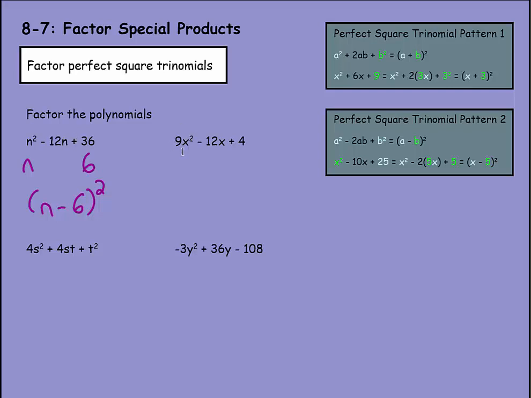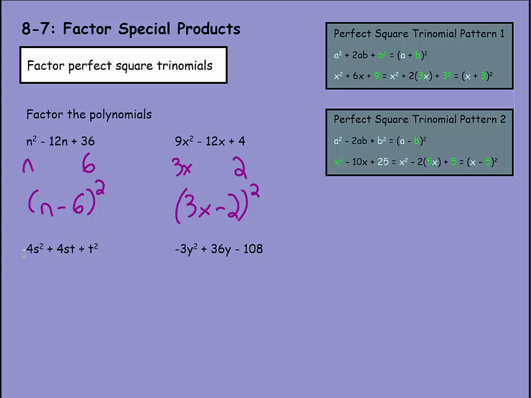Here I have a perfect square, 9x squared, which would be 3x. I have a perfect square here, which is 2. I see the negative 2ab, which is negative 12x. So that means it's going to be a negative perfect square again. So it's 3x minus 2 squared. A times b, which is negative 6x times 2, is negative 12x. So I checked my work again, and we're all right.